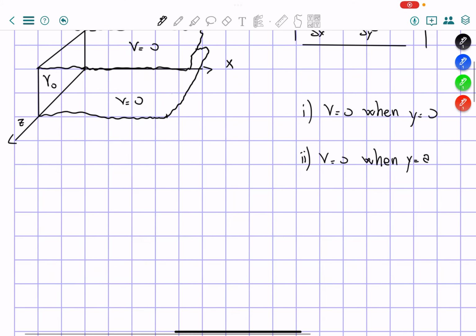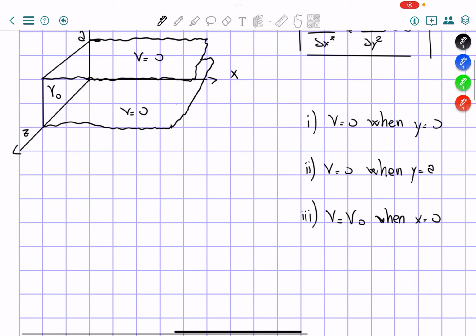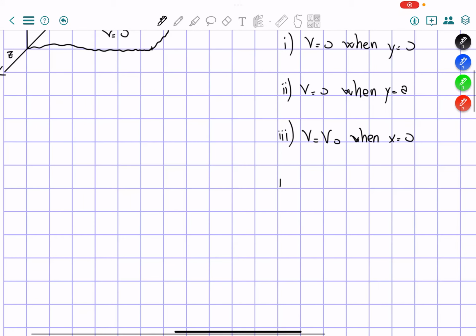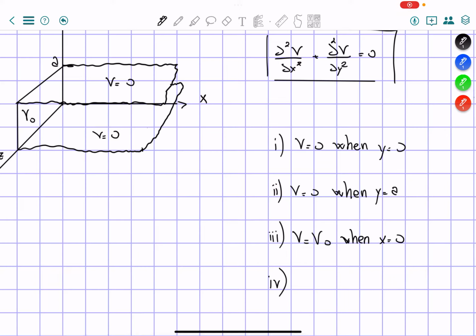So now the third boundary condition is that V equals V0 when x equals 0. As you can see, when x equals 0, we are on this point right here, so we are where this plate matters. And we said that the potential on that plate is V0. So it's normal. And the last condition is a little bit harder to see, but if you think about it, it's a little easy.